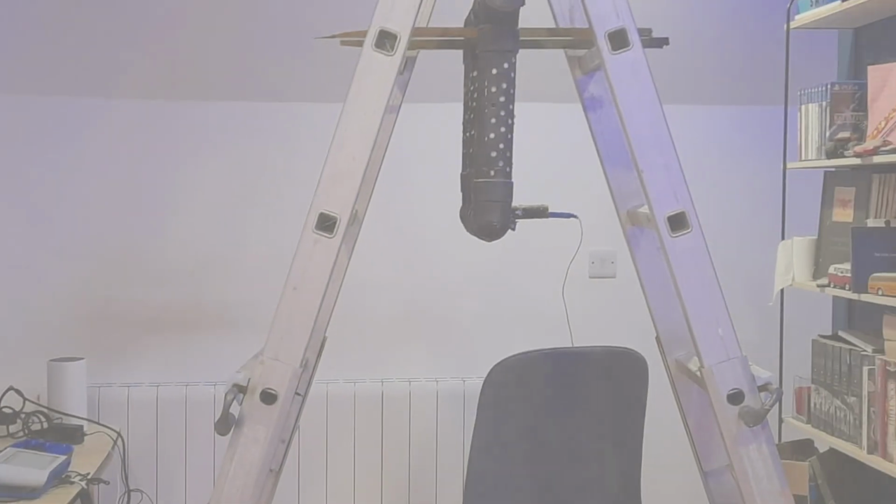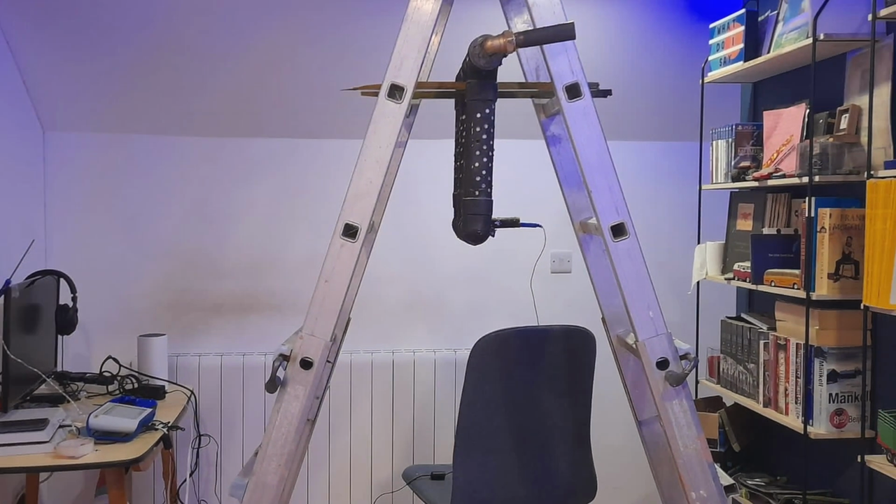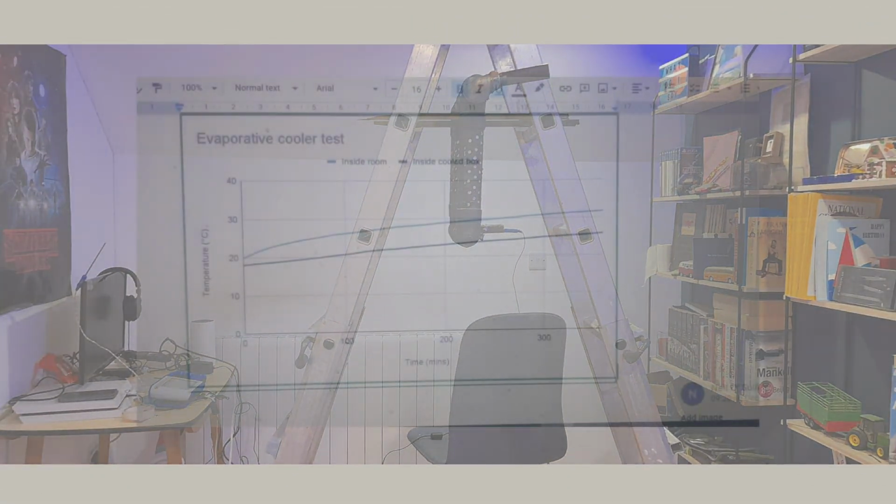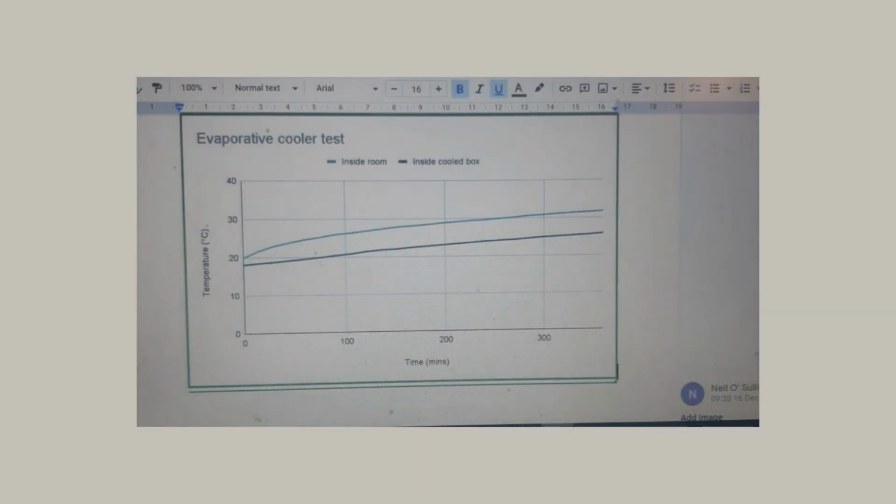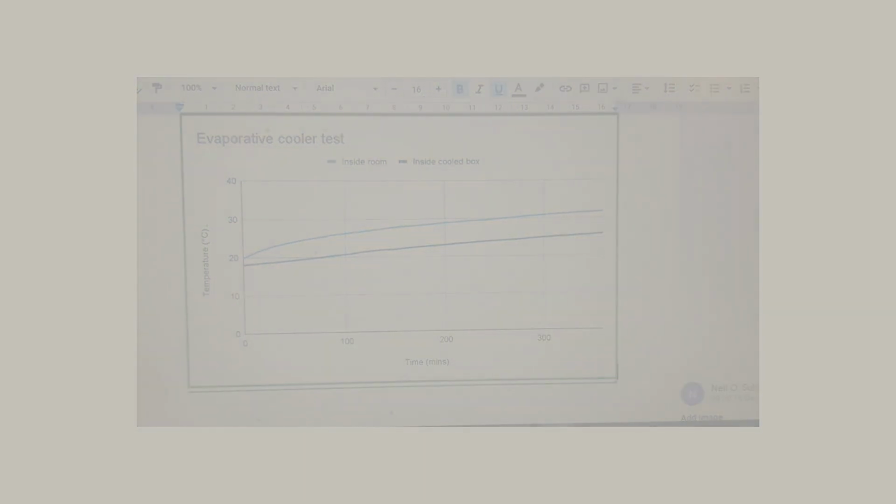For our science project, we have created and tested a prototype unit, which we believe has potential to be developed into a viable, low-cost and sustainable solution to air conditioning in low-income communities.